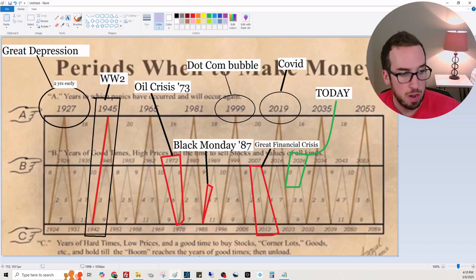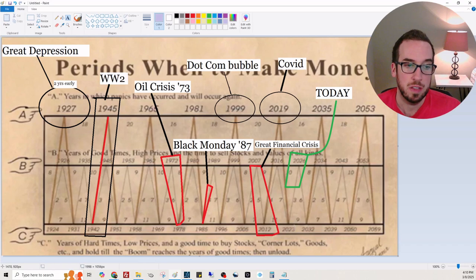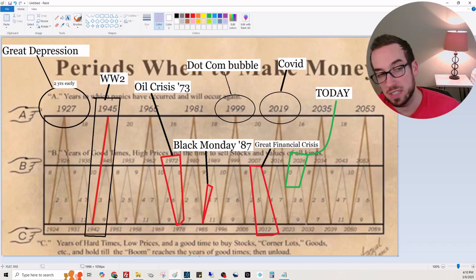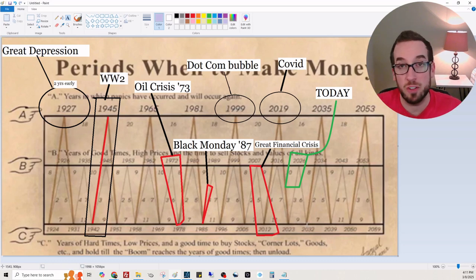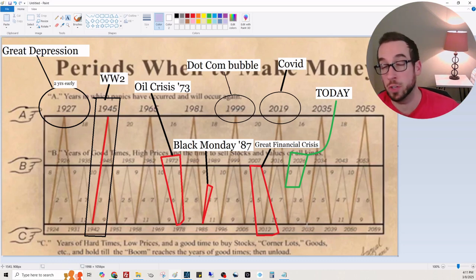And the years of hard times are low prices and a good time to buy stocks, corner lots, goods, etc. And hold till the boom reaches the years of good times and unload. So, 2026 to 2032, expect probably, for myself personally, that's just going to be years of accumulation. I'm at that phase of my life, and I think a lot of my viewers are at that phase as well, where they can accumulate companies that are going to be going on sale.